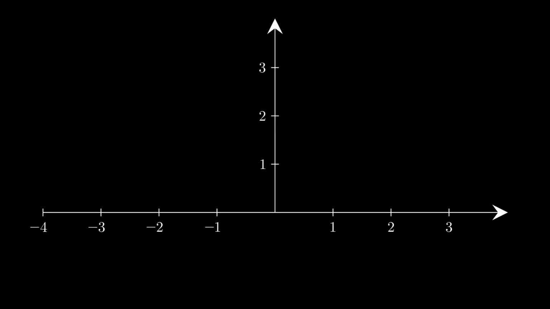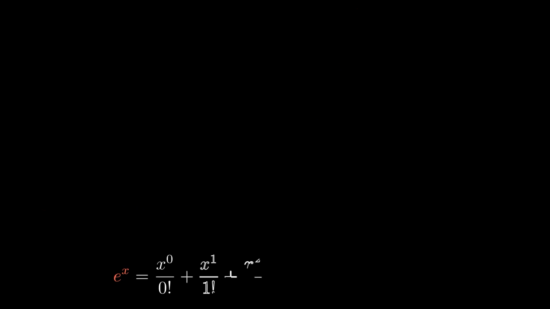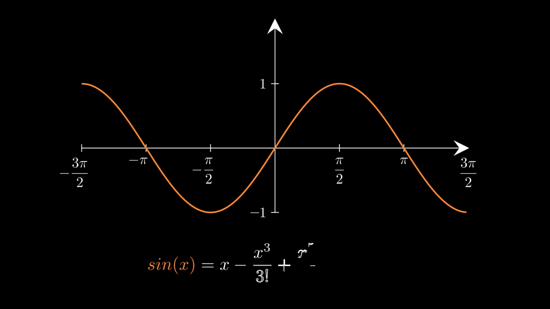As you can see, we can transform e to the x into some seemingly random infinite series. Or sine of x or cosine of x, just to name a few. Even though not all functions are expandable by using Taylor series, it has still proved useful. For instance, if you were asked to evaluate cosine of 0.28.